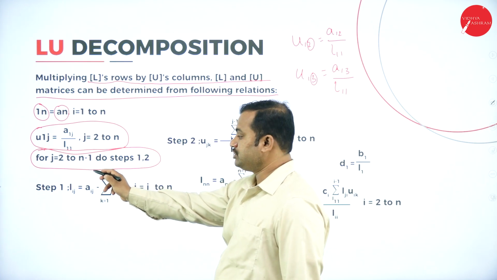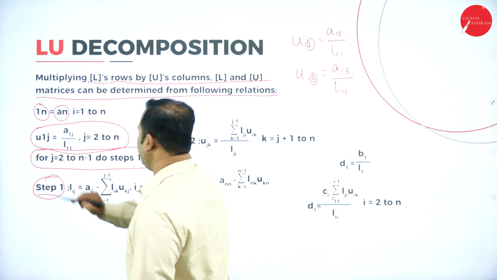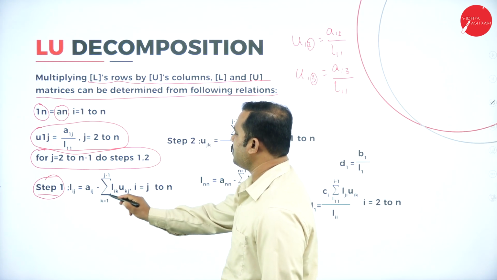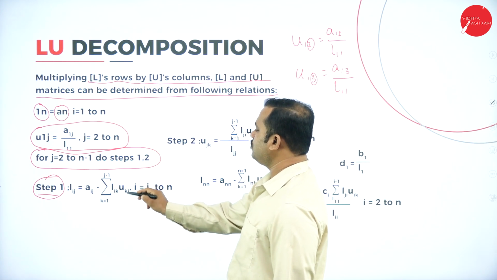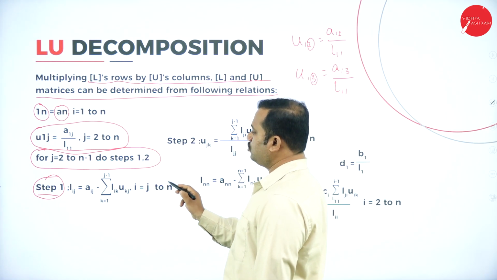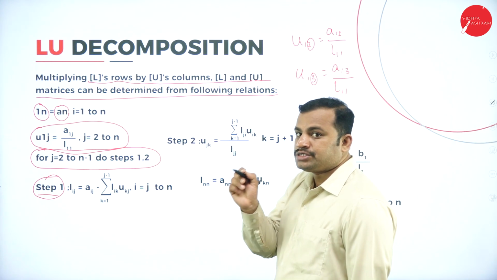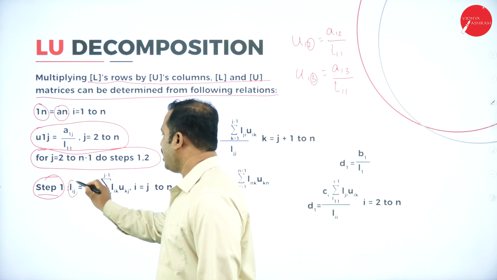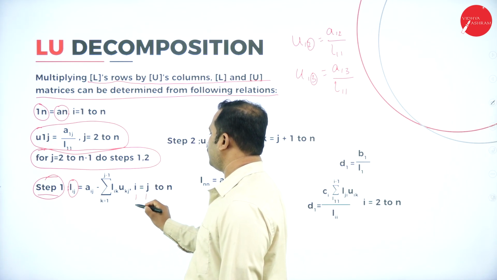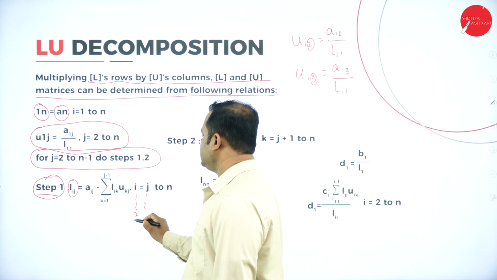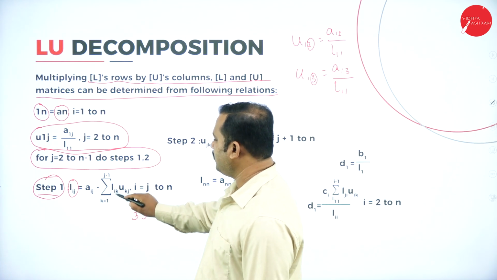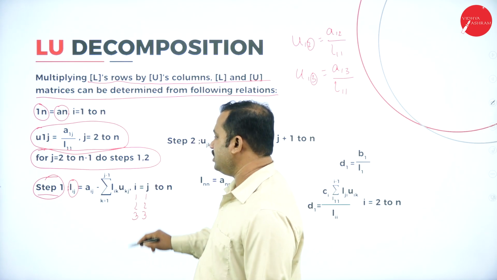Follow these steps. Which is that step? Step 1 indicates Lij is equal to Aij minus summation of Lik Ukj, where i is equal to j, that means the principal diagonal elements, to n. Please observe this carefully now. I have i and j equal. When i is equal to 1, j is equal to 1. When i is equal to 2, j is equal to 2. When i is equal to 3, j is equal to 3. So if that is the case, I can write this equation as a balanced equation in terms of this.